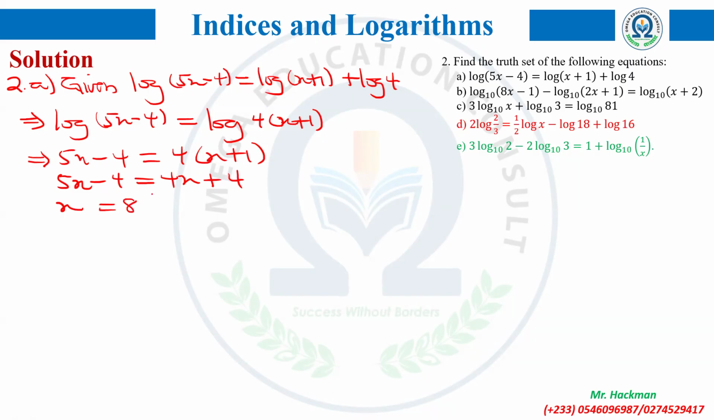8. Okay, but we go and check. We're going to substitute and see whether it will satisfy. This will be positive after substitution. So 8, you are going to get 5 times 8, which is what? 40. Is it 40? Yes. Then minus 4, which will give us what? 36, positive. If you come and substitute 8 here, it will be 8 plus 1, which is 9.